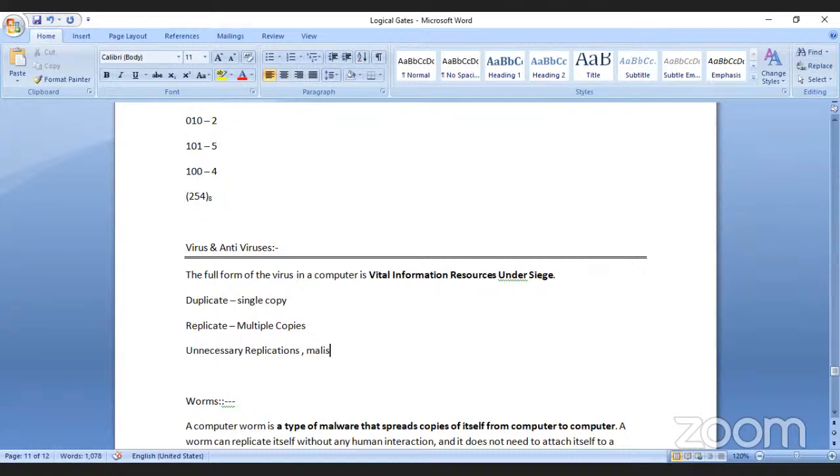So basically here what it will do is make a number of copies. If I have the required copies, that will be good. If I have unnecessary copies, what will happen? The major information, which holds the original information, I may get confused. That is what a virus will do.